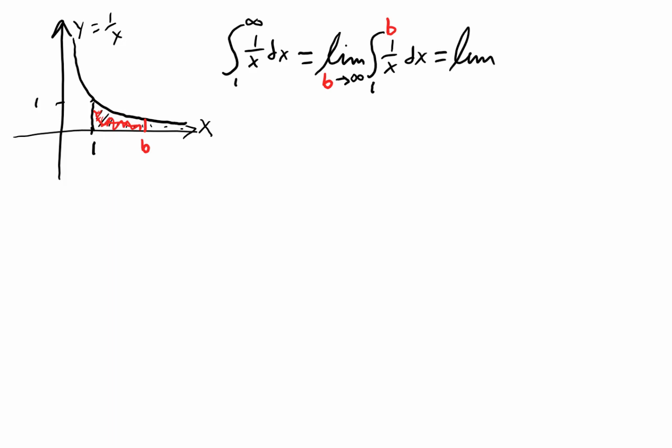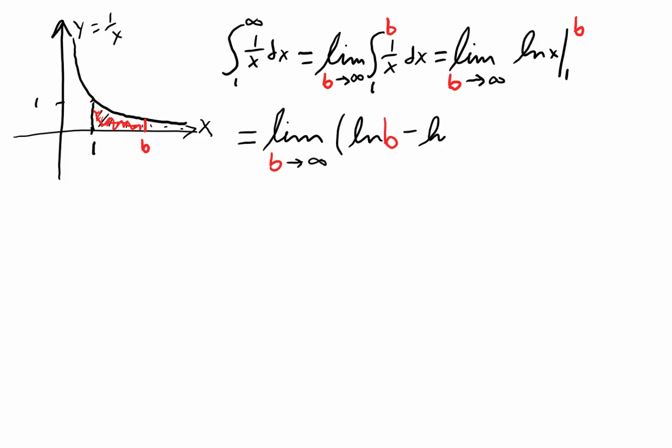The antiderivative of 1 over x is the natural log of x. We evaluate that over the limits from 1 to b, which gives the limit as b approaches infinity of the natural log of b minus the natural log of 1. The natural log of 1 is 0. So we have the limit as b approaches infinity of the natural log of b. This completes the integration part of the problem. We have found that the area between the curve y equals 1 over x and the x-axis from x equals 1 to x equals b is the natural log of b.